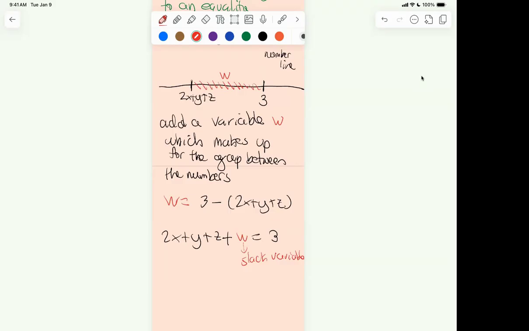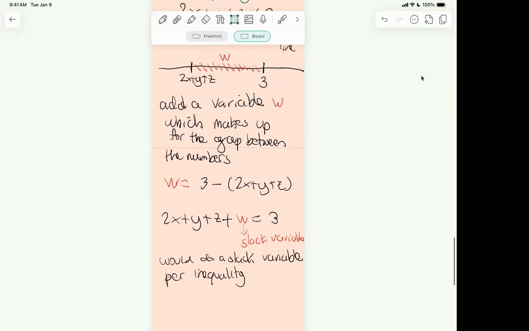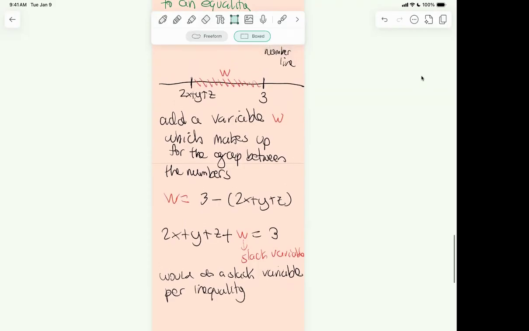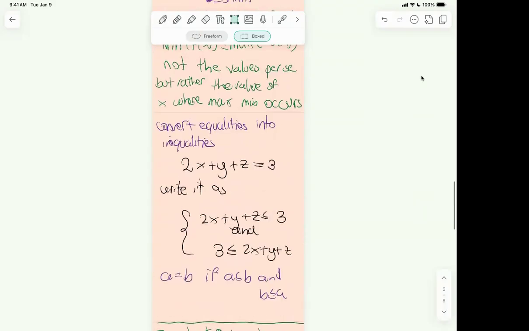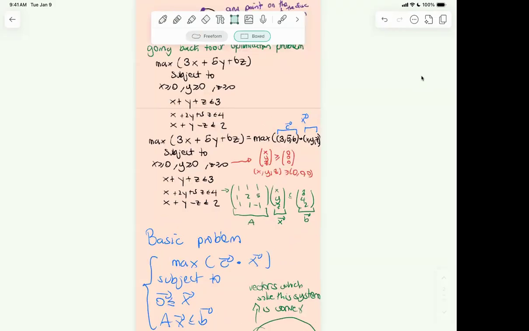Does that make sense? To make a more interesting example in a moment, the idea is that you would use a slack variable per inequality. Just to give you a second, let me copy paste this one that I had written before.